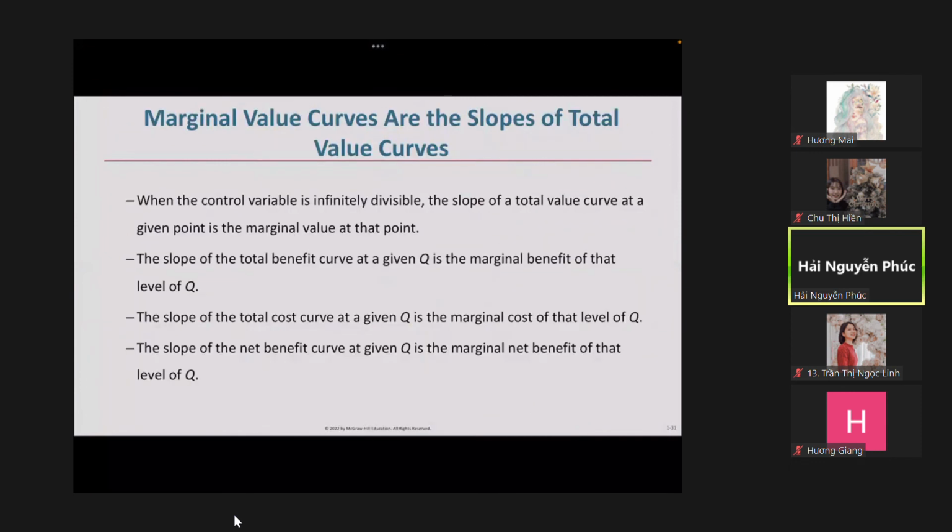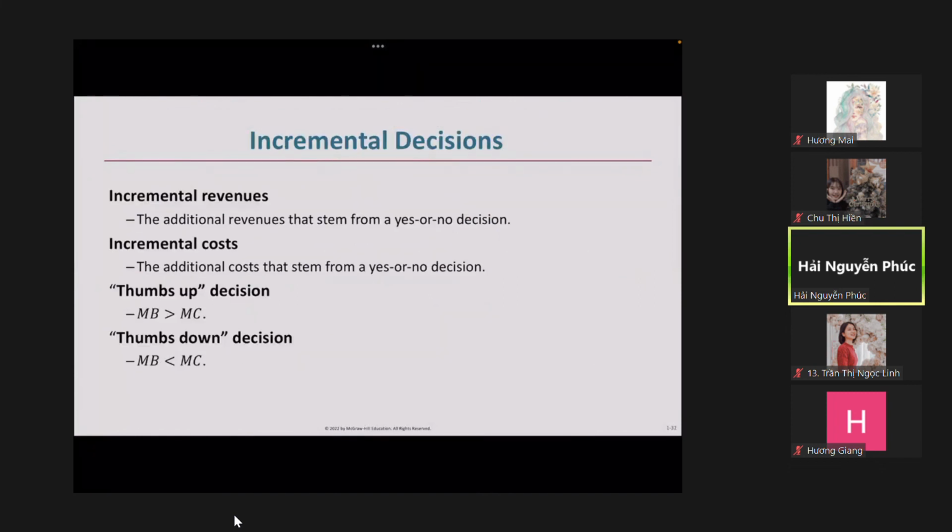All right. Now let's once again summarize a pretty simple rule. If you have to make some decision in the form of yes or no, you will say yes when your marginal benefit is greater than marginal cost. You will say no if the MB is smaller than the MC. Okay, pretty simple.